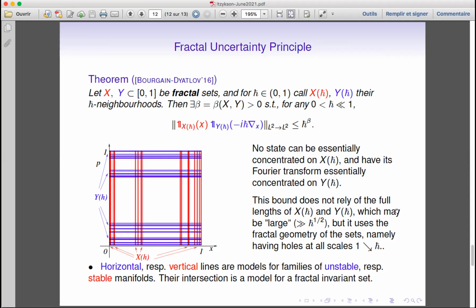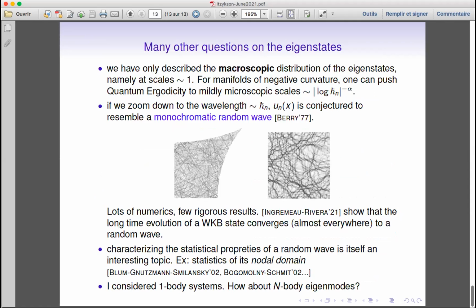Okay, well, so this is a very sketchy idea of the proof, but I wanted to emphasize this nice, let's say, new type of uncertainty principle. Okay, so this is now my last slide.